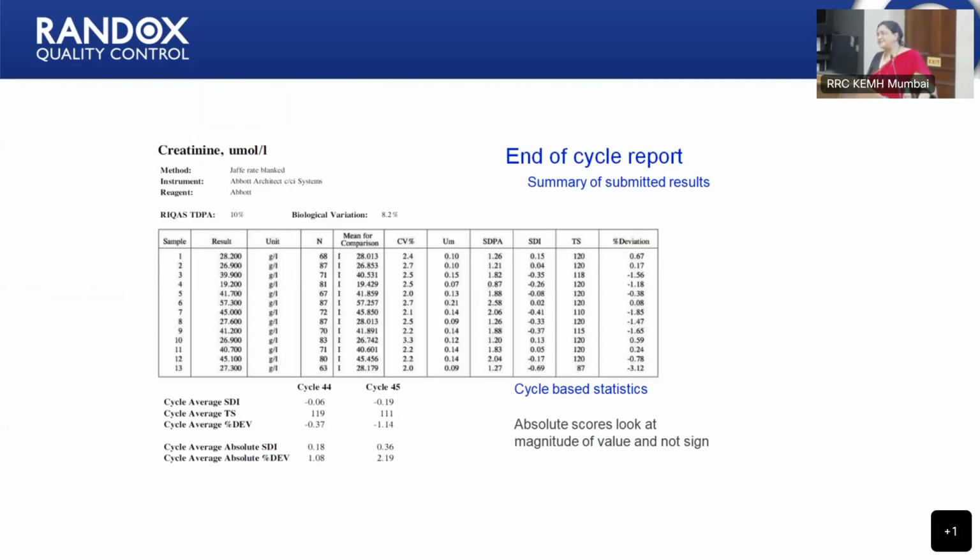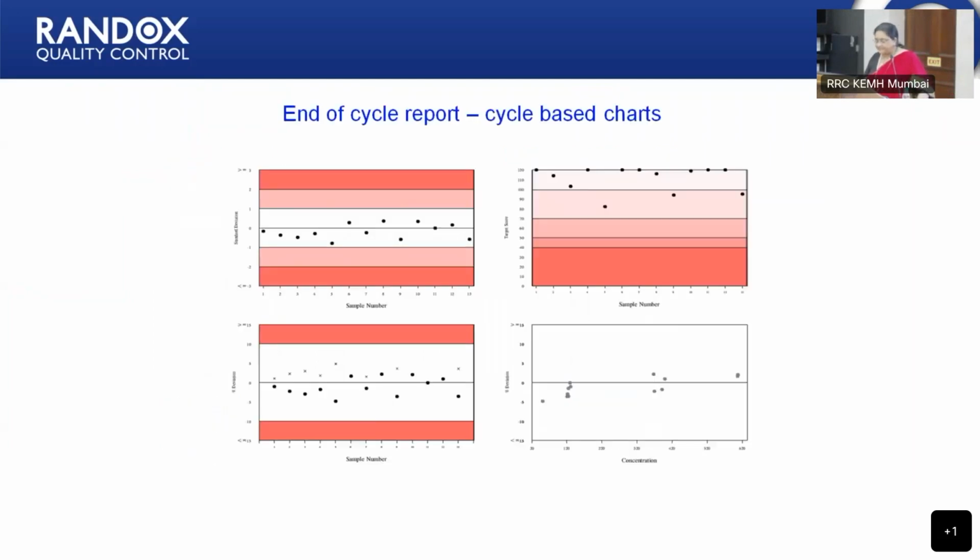SDI and percentage deviation have negative values, which may get nullified when we take the average, and that will not give a real picture. So to get the real picture of the performance, absolute values are considered for SDI and percentage deviation. That looks only at the magnitude and not the sign, and the average absolute values are calculated for SDI and percentage deviation. All four graphs are the same, the only difference being that instead of 20 samples, only the total number of samples available in the cycle are plotted.